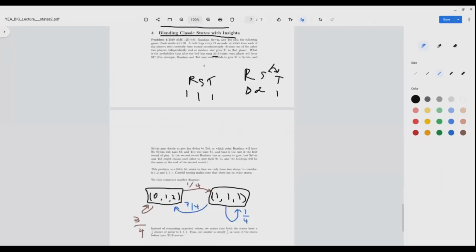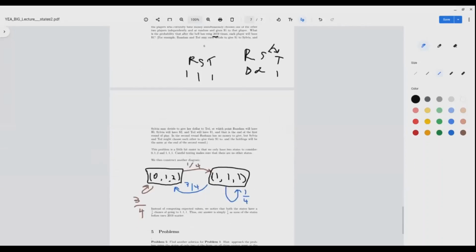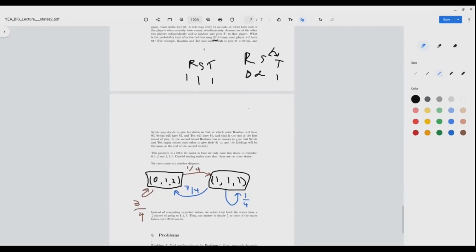So this problem is a little bit easier, and by easier I mean computationally, and that's because we only have 2 states to consider, the 0, 1, 2 state and the 1, 1, 1 state. You can test that. So let me just make it clear here. The sum of all the dollars in circulation is 3, and it's impossible to have 3, 0, 0, which leaves us with only these 2 states.